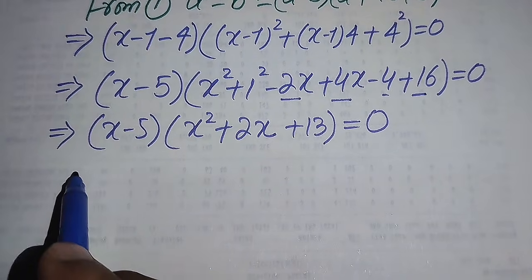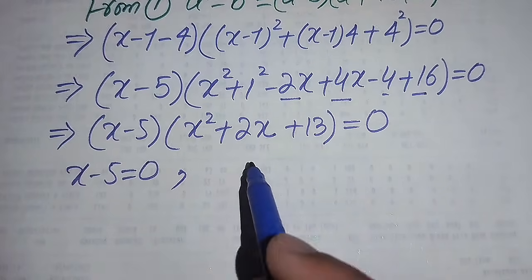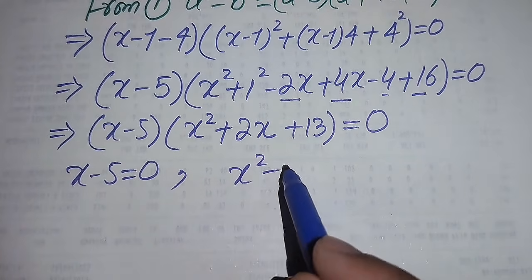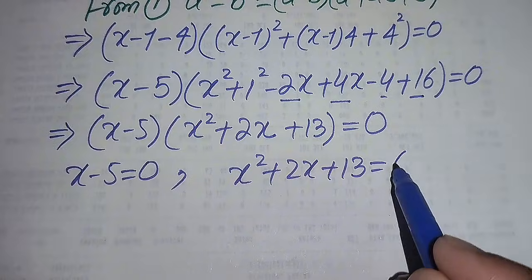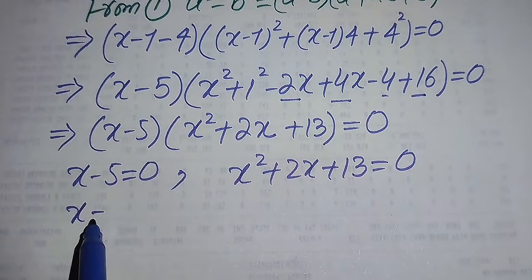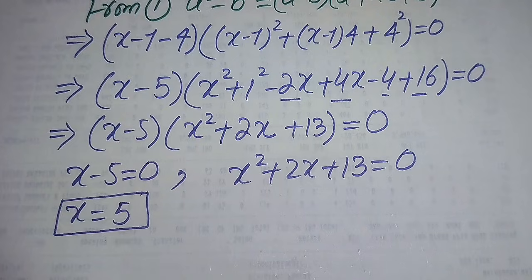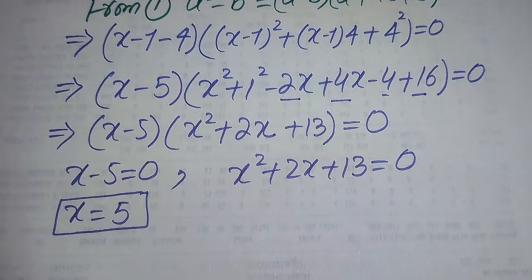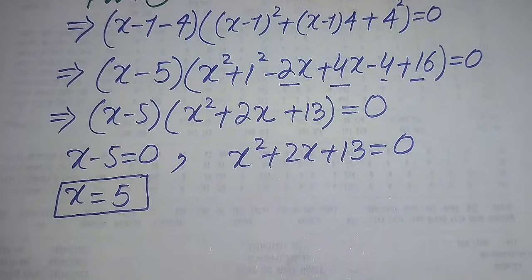Now we divide this equation into the two cases. The first case is we write x − 5 = 0, and the second case is x² + 2x + 13 = 0. From here we easily get the value of x is equal to 5. So this is the first real root of the given equation, and in order to find the other real roots we need to solve this quadratic equation.